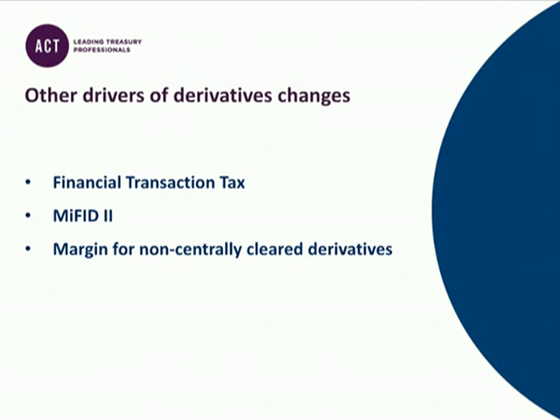As Martin mentioned earlier, EMIR is not the only game in town. There are a number of pieces of legislation on the horizon that impact non-financial companies, and I'd like to spend a few minutes speaking about three of them that are particularly relevant: the EU financial transaction tax, MiFID II, and margin for non-centrally cleared derivatives. So I'll start first with the financial transaction tax.